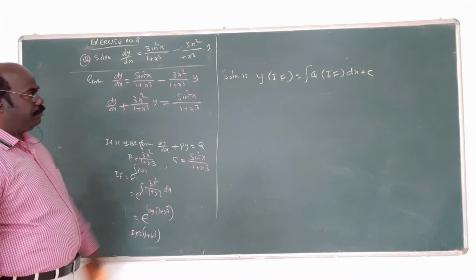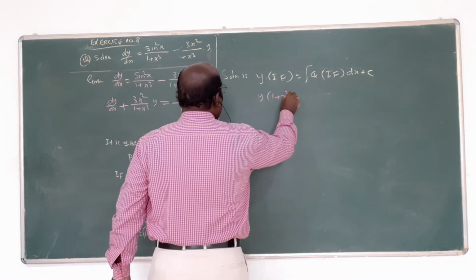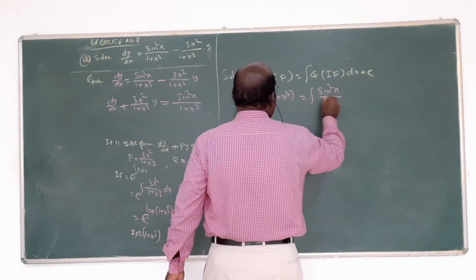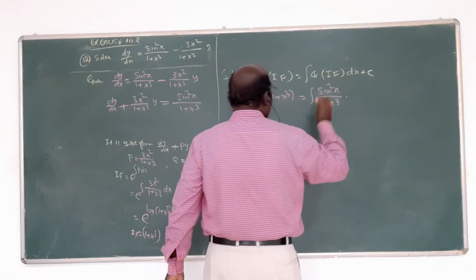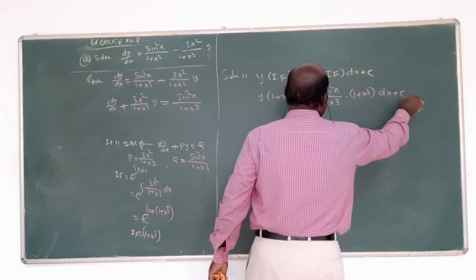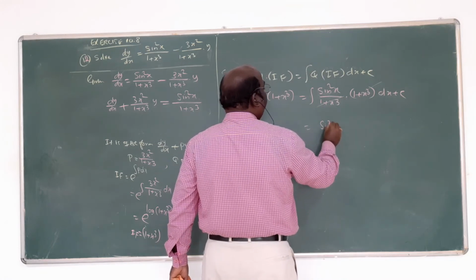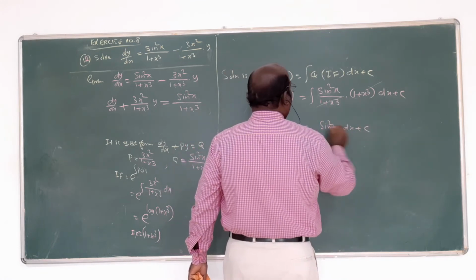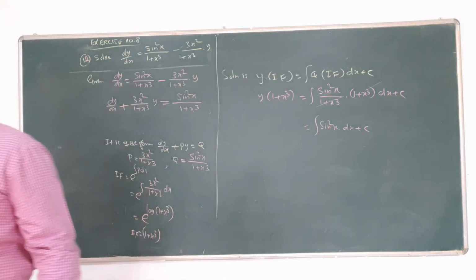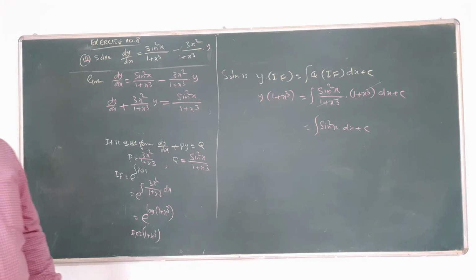Now write the formula. Substitute: y into 1 plus x cube equal to integral of Q into integrating factor, sin square x divided by 1 plus x cube into 1 plus x cube dx plus c. This will be cancelled, leaving integral of sin square x dx plus c on the right hand side. Now what is the integration of sin square x? There is no integral formula for sin square x.